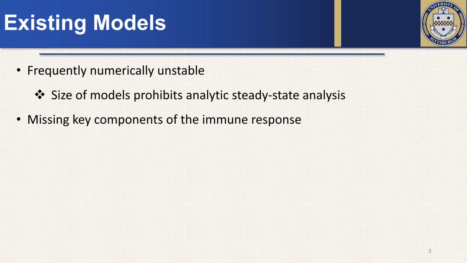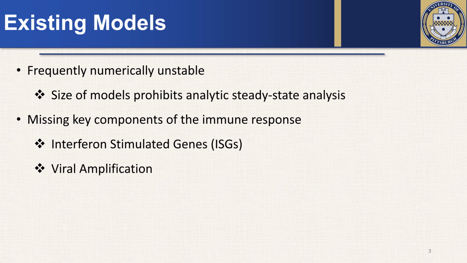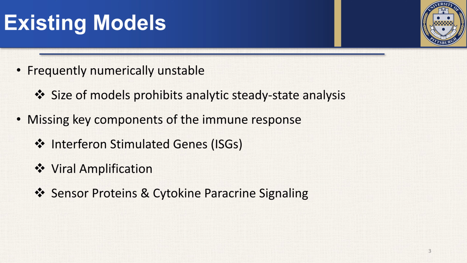A few of these missing interactions that we sought to include were interferon-stimulated gene, or ISG, effects on inducing a virally resistant state, viral self-amplification, and how sensor proteins and paracrine signaling affect the dynamics of the immune response. Extensive molecular pathway maps exist, but they currently lack the mathematical description to support simulating the immune response.